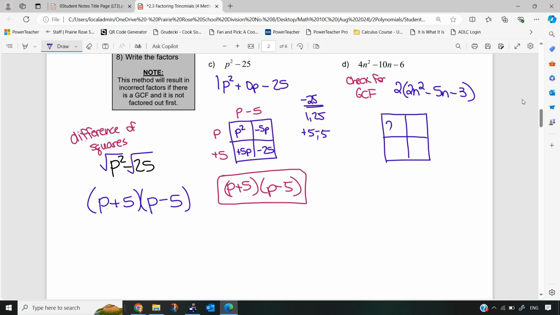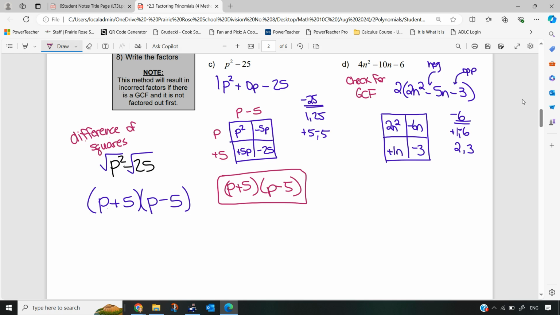In our 2 by 2 grid, we put 2n squared in the top corner, negative 3 in the bottom corner, and we're looking for numbers that multiply to be 2 times negative 3, so negative 6, and my factors would be 1 and 6 and 2 and 3. Again, I want to have opposite signs because I have a negative product, and I want to have a negative sum. So opposite signs, 2 and 3 would only get me to a 5 if they were the same sign, so I'm going to use 1 and 6. Since I have a negative sum, I'm going to have a negative 6 and a positive 1. So negative 6n and positive 1n.